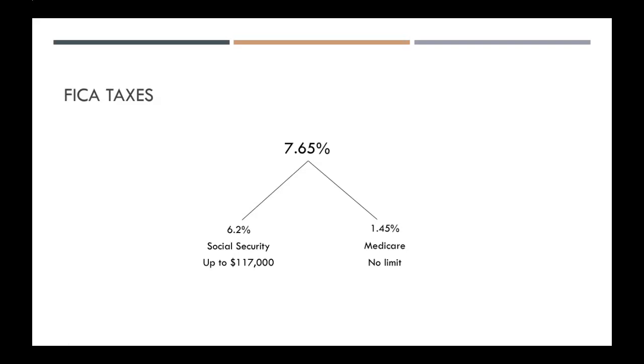Right? So, someone who is under that $117,000 limit is paying 7.65% in FICA taxes. Anyone above that limit of $117,000 is paying only 1.45% in Medicare taxes.